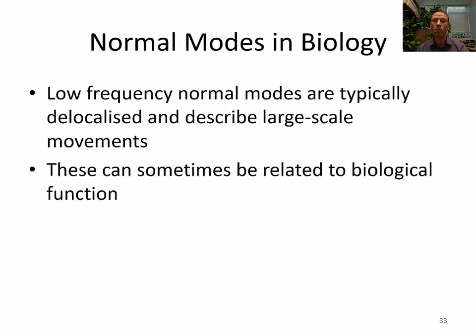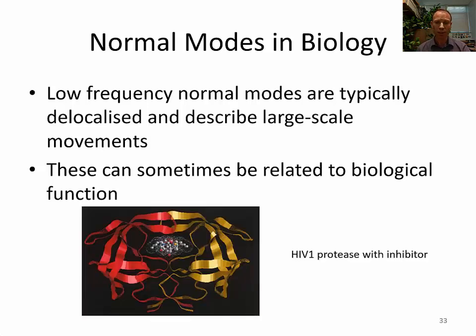It could be, for example, the opening and closing of an active site in an enzyme, or it could be a protein which switches between two conformations, an on conformation and an off conformation. So one example is with the protein HIV-1 protease, which is this dimeric protein here, and here you can see the structure with an inhibitor bound to it. Above the inhibitor pocket there are these two flaps, and these two flaps actually open and close to allow access to this binding site. And the motion of opening and closing of these flaps is actually one of the low energy normal modes of this system.